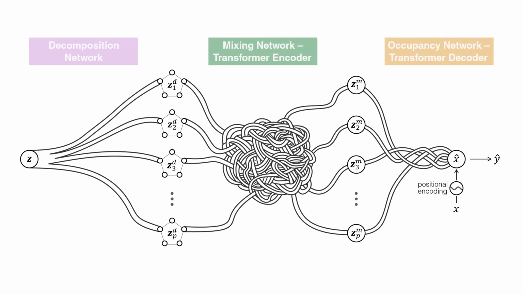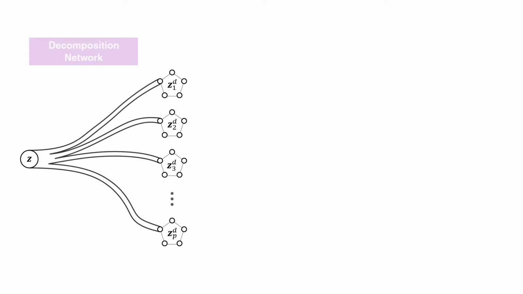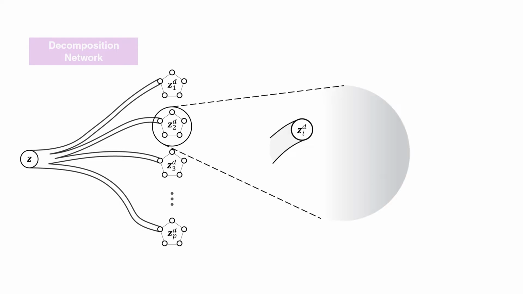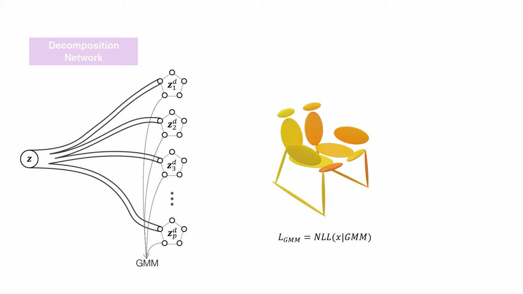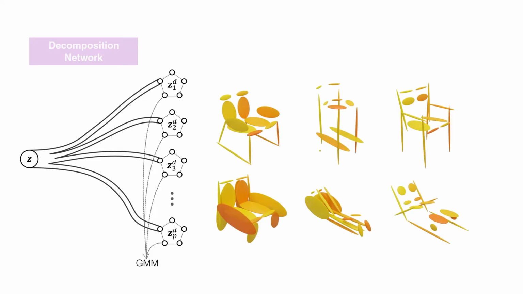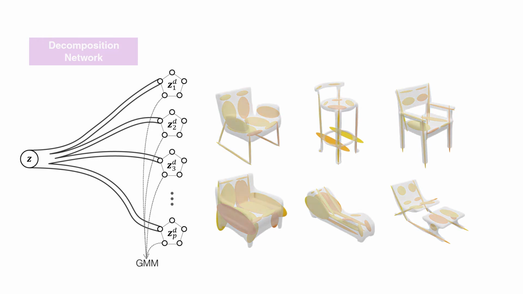Let's have a closer look at our network architecture. First, we decompose the global shape code into the distinct part vectors. Then, each vector is projected to the parameters of a single Gaussian, such that the whole set represents a Gaussian mixture model. Previous works have shown the ability of GMM neural networks to learn a consistent decomposition across generated shapes without using explicit part-level supervision.